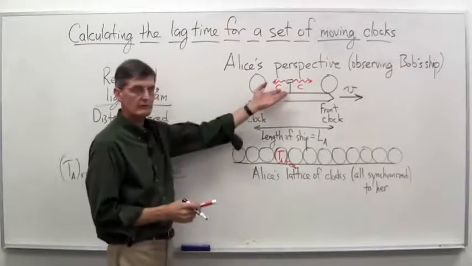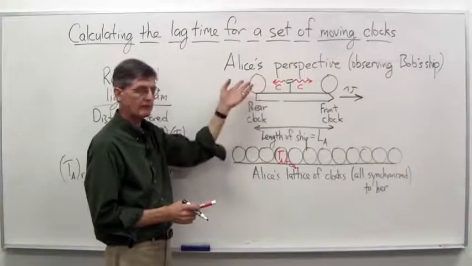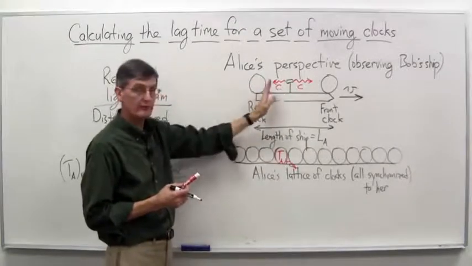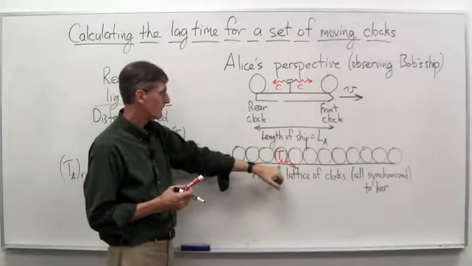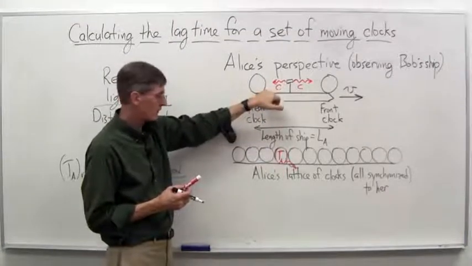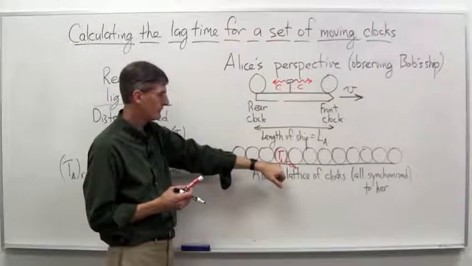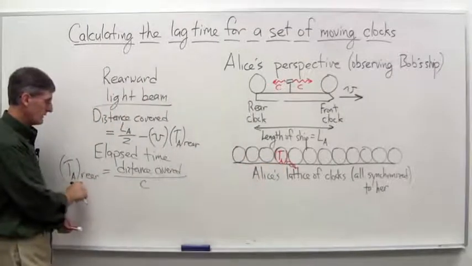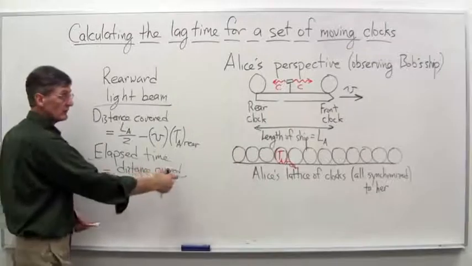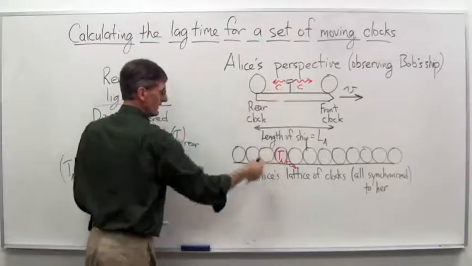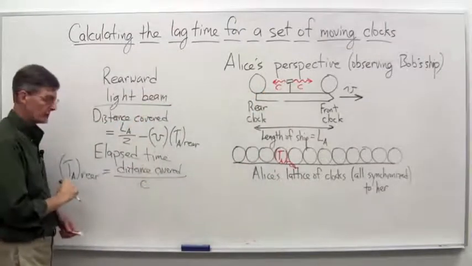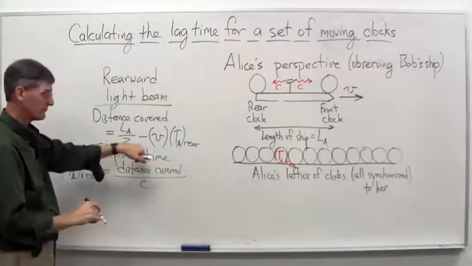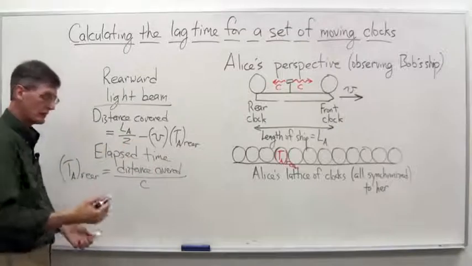She sees the rearward going light beam go off. She sees them both go off simultaneously. Sees this one go this way. The ship is moving that way a little bit. It hits the rear clock at this point on her clocks, t sub a rear, whatever that happens to be. So that time is the distance covered from here to wherever it ends up, divided by c, the speed of light. Well, what's the distance covered? Distance covered is simply this.